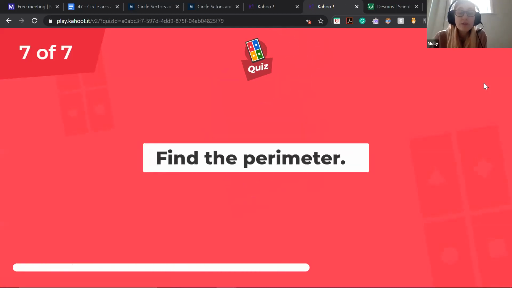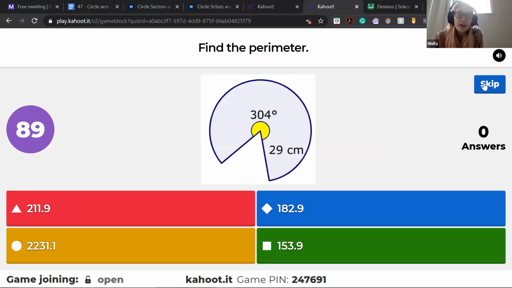Okay, now this one we want to find the perimeter. So remember to calculate the whole thing, and that is the perimeter of this shaded bit, so the perimeter of Pac-Man. And the radius there is 29 centimeters.